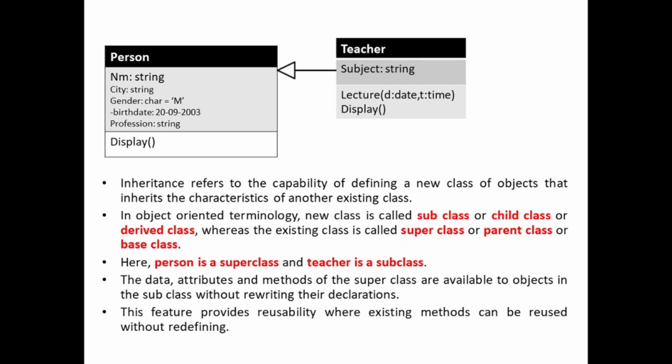The data, attributes and methods of the superclass are available to objects in the subclass without rewriting their declarations. This feature provides reusability, where existing methods can be reused without redefining.